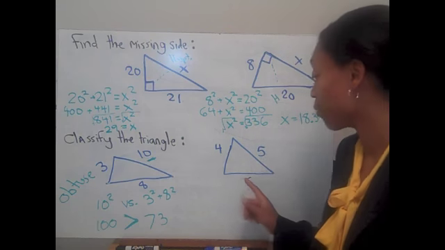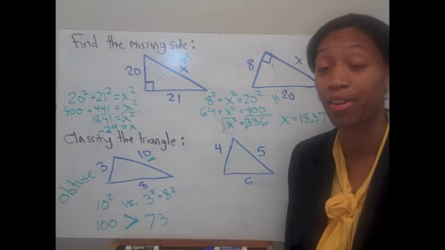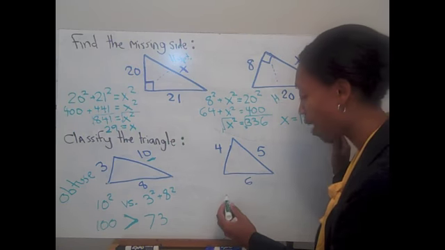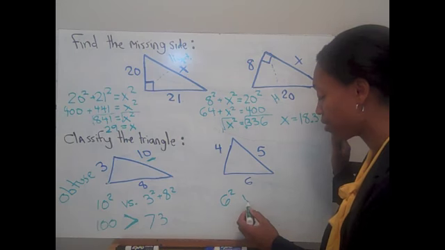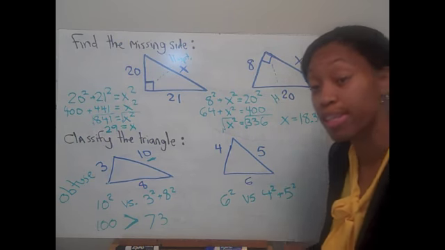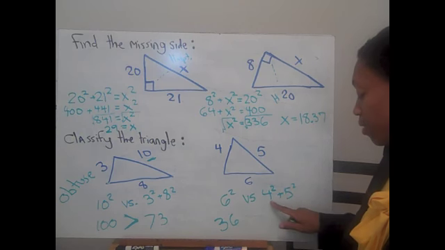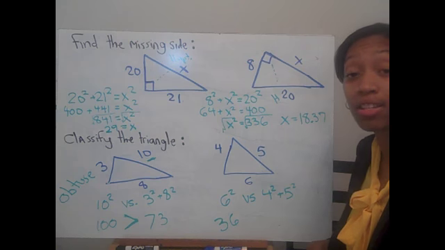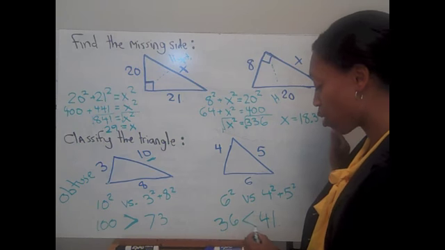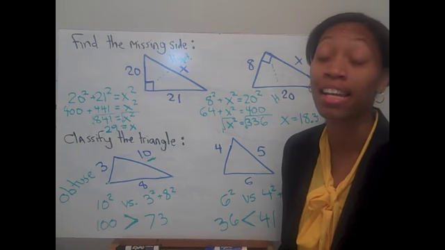Okay, let's look at this second one. Now we need to see how the two smallest numbers squared compare to the largest squared. The largest number is 6, so how does 6 squared compare to 4 squared plus 5 squared? Well, 6 squared is 36, and 16 plus 25 is 41. So it looks like this time c squared is smaller than a squared plus b squared. That means that we have an acute triangle.